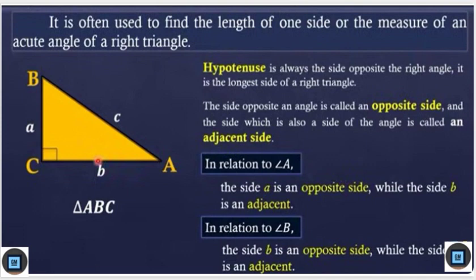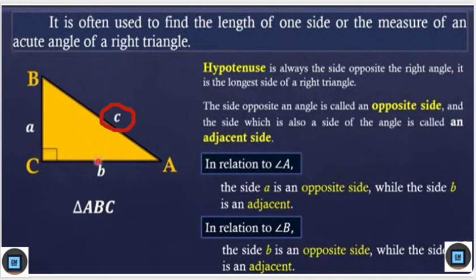Pag sinabi nating hypotenuse, it is always the side opposite the right angle. It is the longest side of a right triangle. So, in this triangle, the hypotenuse here is C, side C. Itong side na to, point A to B, or yung side C natin. Ito yung hypotenuse natin since this is the opposite of this right angle.